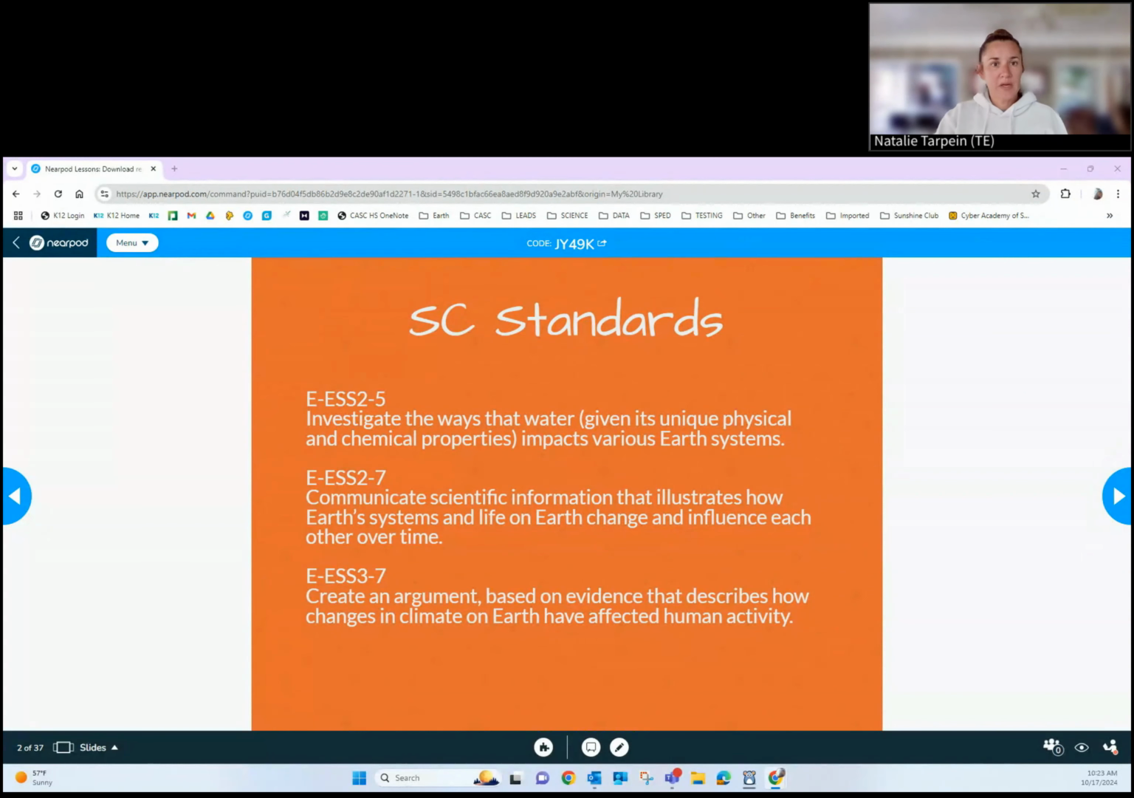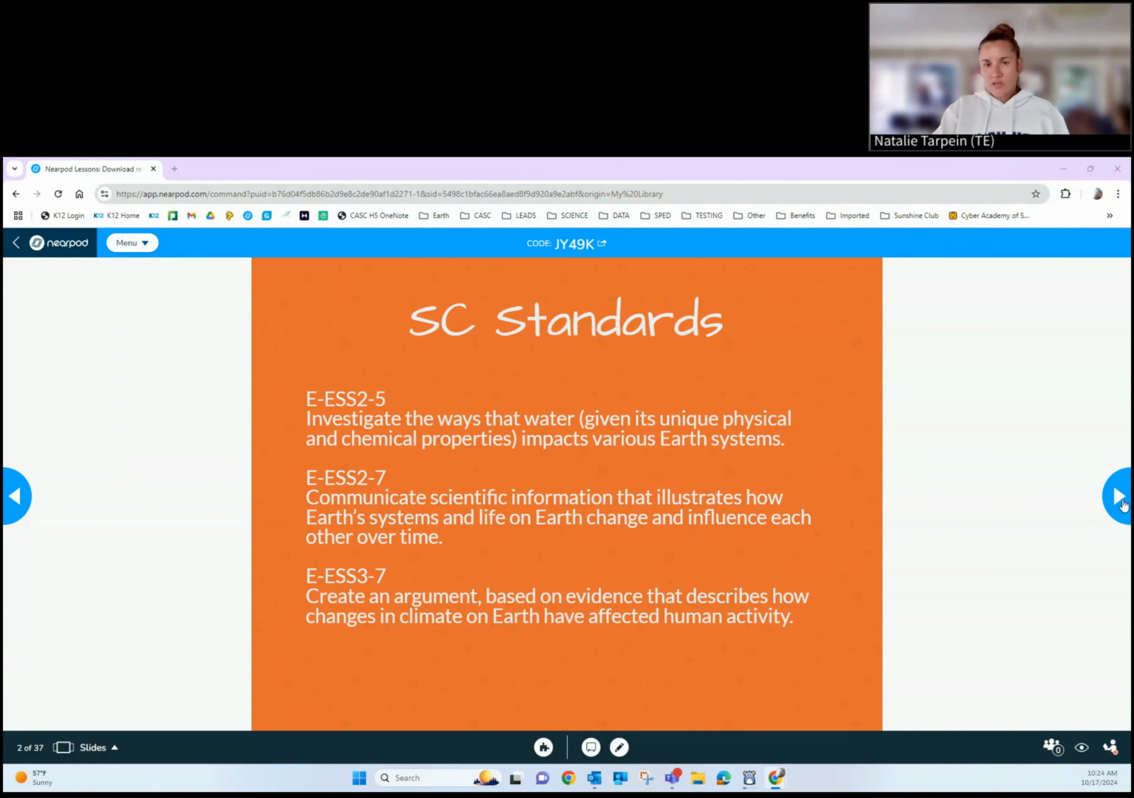I'm Miss Tarpon, and today's lesson is on weather. Specifically, we're going to be looking at these three standards that are listed on the board. Basically, just looking at what are the factors that affect weather and how do we differentiate between weather and climate.